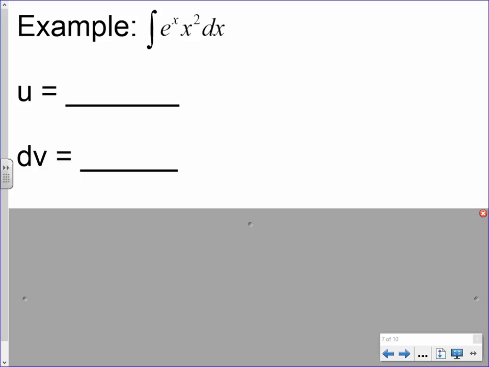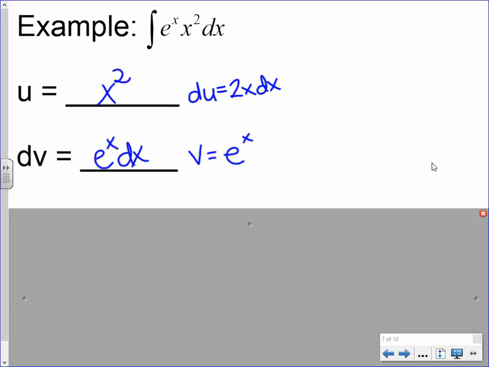Okay, the integral of e to the x times x squared dx. What's going to be our u? x squared. Which means dv is e to the x dx. Some of you can see what's going to happen here. du is 2x dx, and v is e to the x.